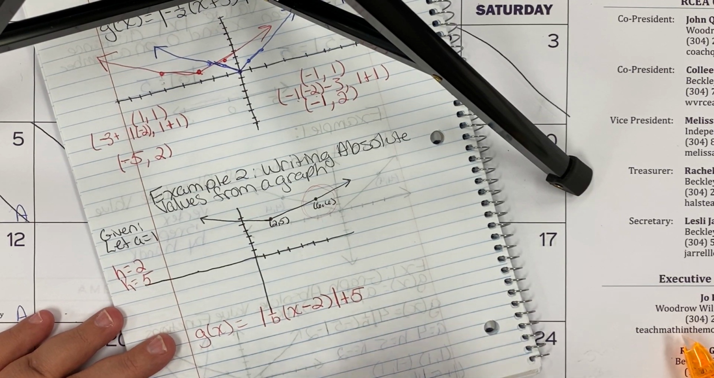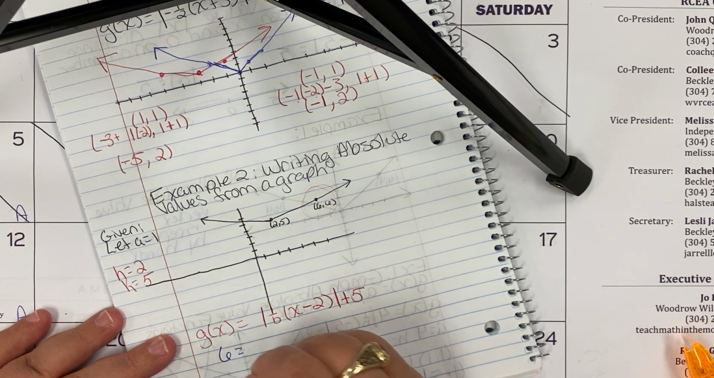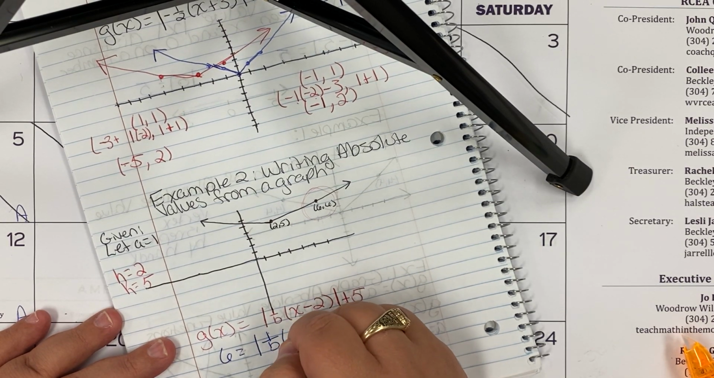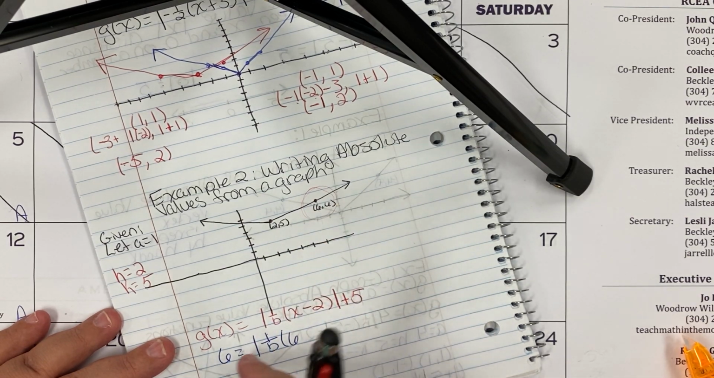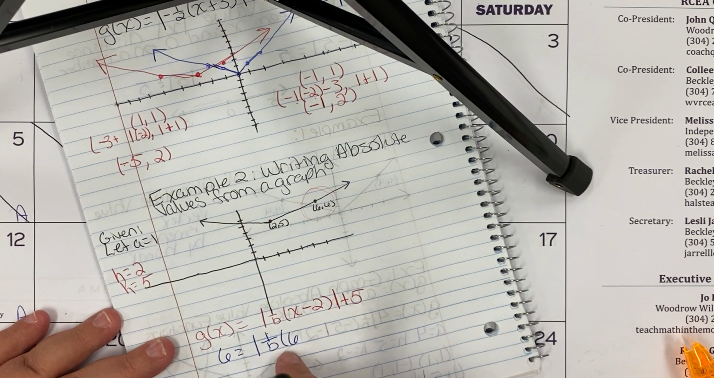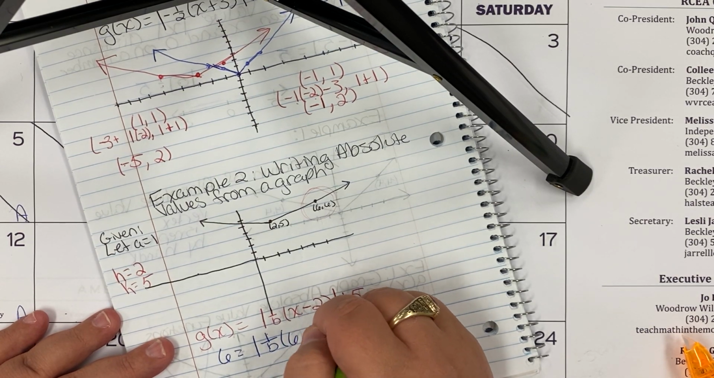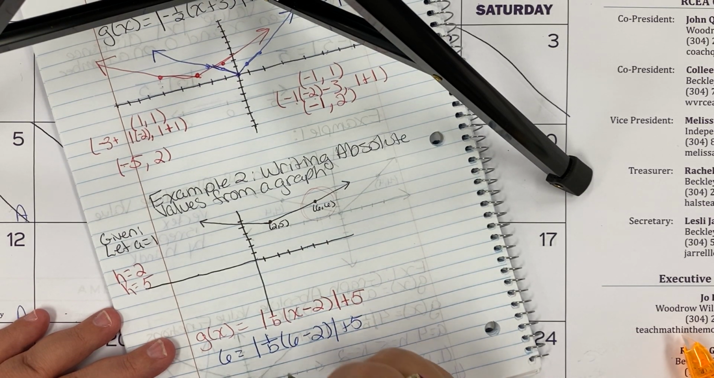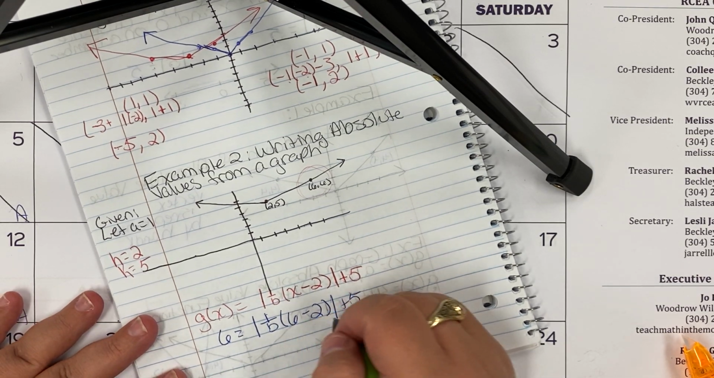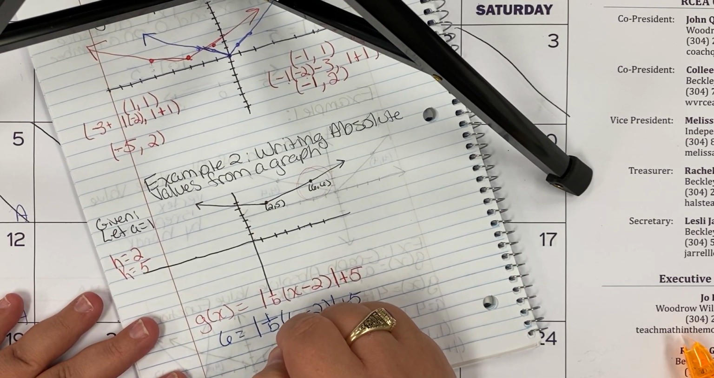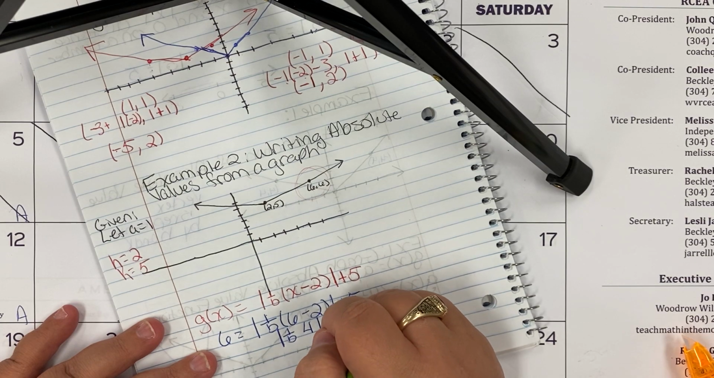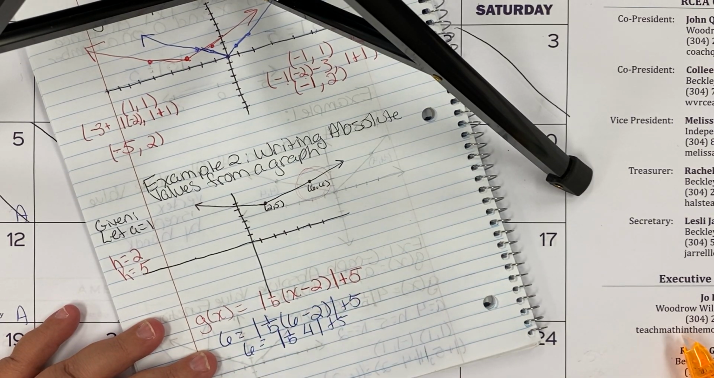We're going to plug that in. So we can say 6 equals the absolute value of 1 over b times 6, because x is 6. We're just going to pull that in. This is y. 6 equals the absolute value of 1 over b, 6 minus 2 plus 5. Deal with your parentheses inside the absolute value first. 6 minus 2 is 4. So we'll have the absolute value of 1 over b times 4 plus 5. That's going to equal 6.